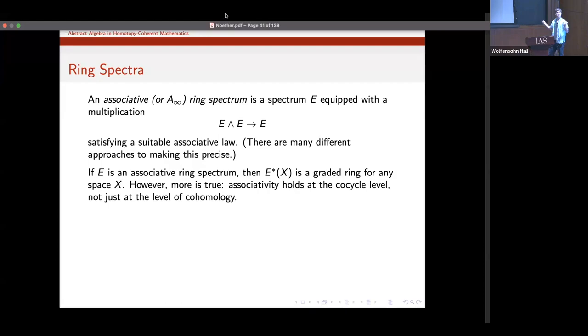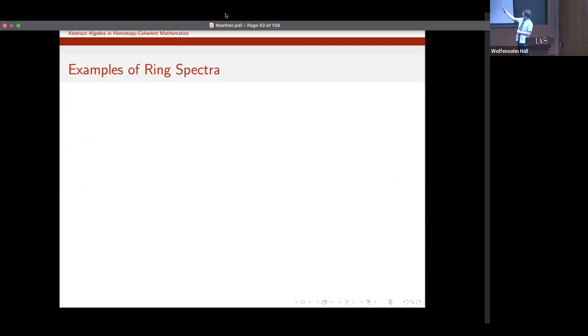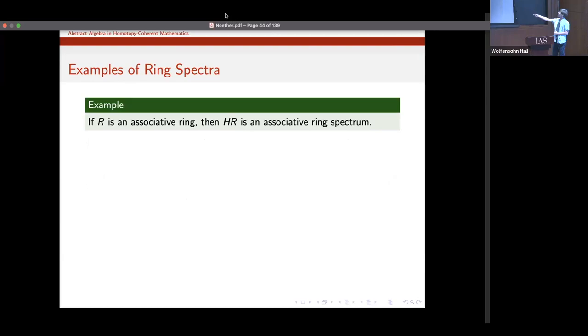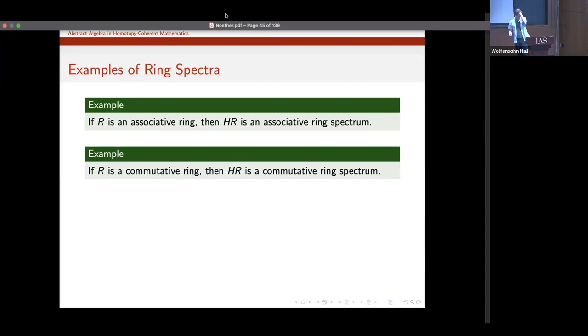And that's not quite a complete definition. When you talk about an associative or A infinity ring spectrum, you have an associative law, not just at the level of cohomology classes, but in some sense at the level of whatever represents your cohomology classes. So I'll say a word about that in a minute. And there's a similar notion of a commutative or an E infinity ring spectrum. So what are some examples? If you take any associative ring R and look at the cohomology with coefficients in R, that's an associative ring spectrum. And if R is a commutative ring, then that's a commutative ring spectrum.